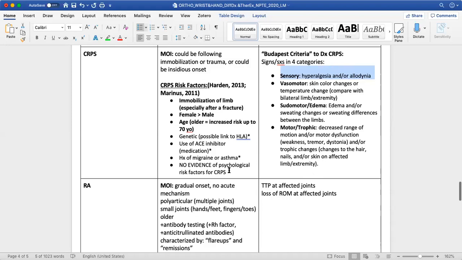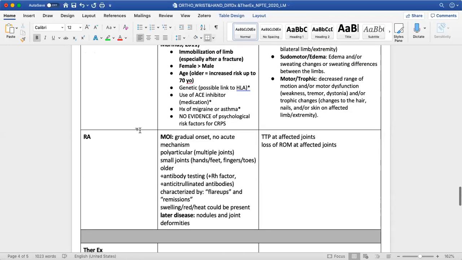So sensitivity and pain beyond the time with which you would have thought that tissue healing should have occurred in a healthy, normal individual based on tissues at play. So with a fracture, with a tendon, with a muscle injury, anything that we've talked about above, if those tissues should reasonably have healed and that person is still hypersensitive and they're showing some of these other sympathetic changes, after immobilization or trauma, you're going to suspect CRPS. That's going to be your diagnosis.